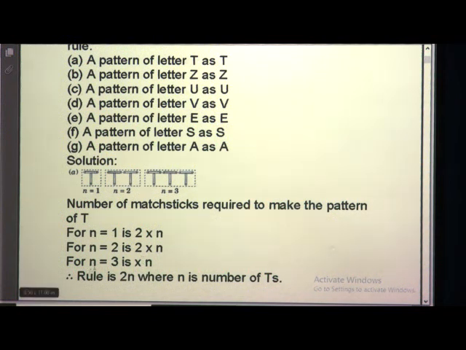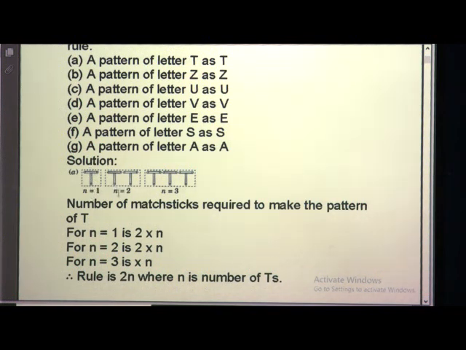Again, for n is equal to 3, how many matchsticks do we require for 1 T? 2. So, 2 into 3. See, once again I will repeat. Now, we have n is equal to 1. So, how many matchsticks do we require for forming 1 T? 2 matchsticks. So, 1 should be multiplied by 2. So, how many matchsticks do we require?